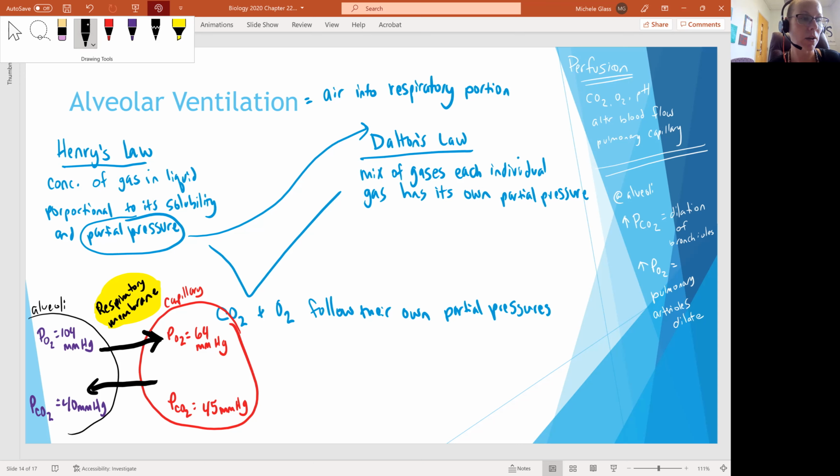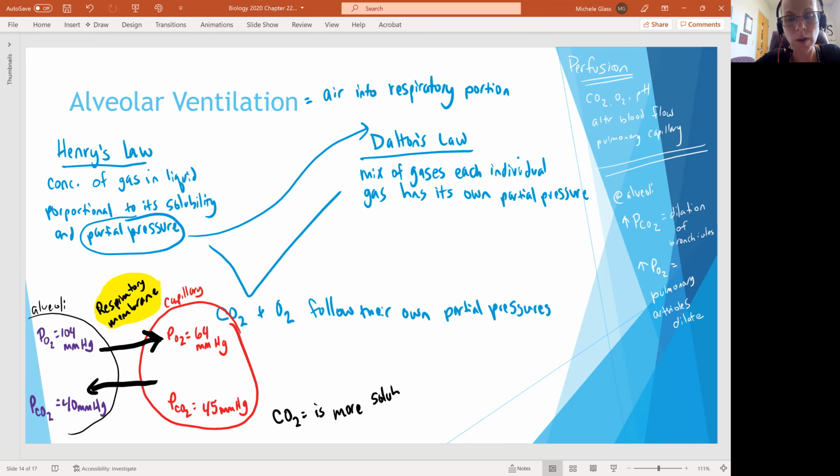The other thing that I wanted to mention here is it looks like there is more of a difference in the oxygen partial pressures versus the carbon dioxide gas partial pressures. But what we see is CO2 is more soluble than the oxygen. And what that means basically for us is that even though the partial pressure is not as different, we still see a balanced amount of CO2 and oxygen moving because of this particular factor.